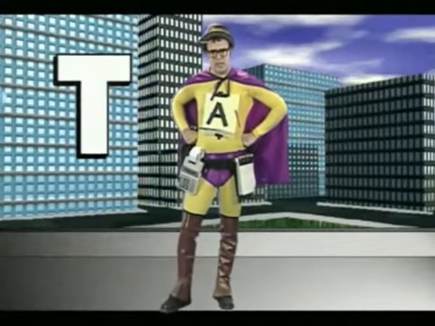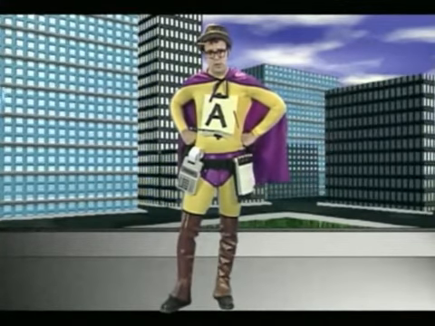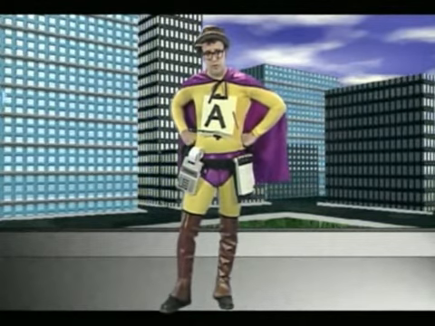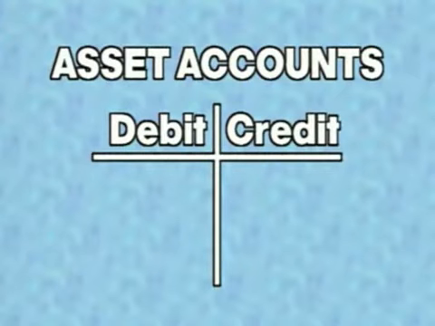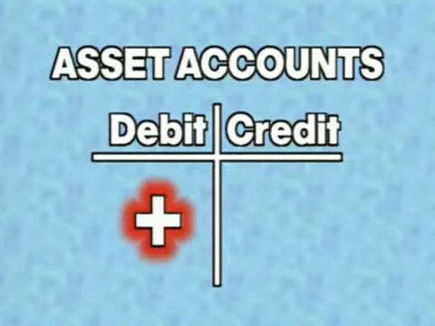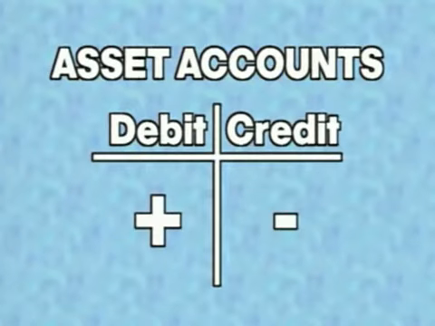I will use T accounts to illustrate how debits and credits work in accounting. It is vital to your safety as an accounting student to understand the following about how debits and credits work. When you want to increase an asset account, debit it. If you want to decrease an asset account, credit it. This is shown on the screen as a plus or a minus.